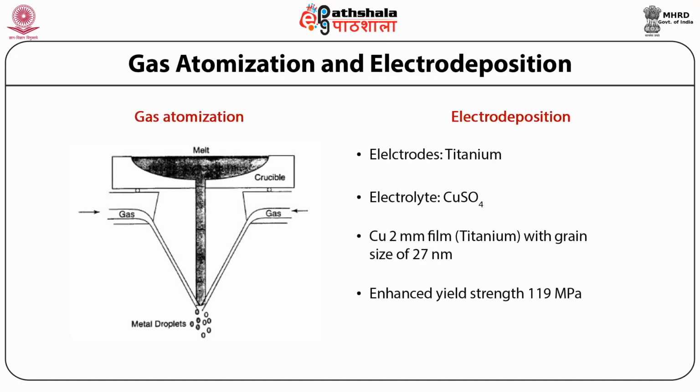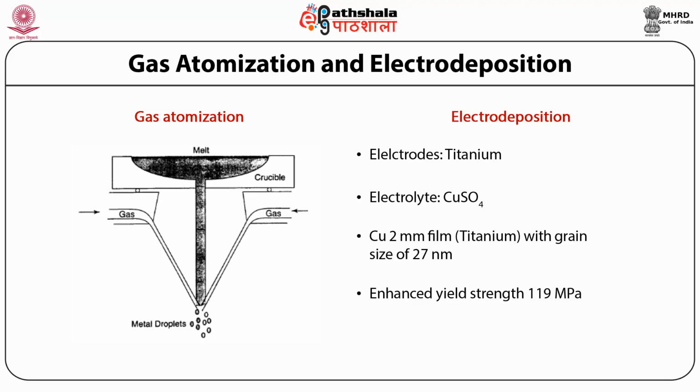Let us discuss the gas atomization and electrodeposition. In another method of making nanostructured material called gas atomization, a high-velocity inert gas beam impacts a molten metal. The apparatus is given in figure.